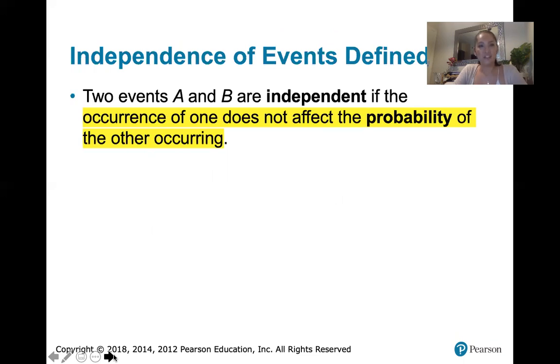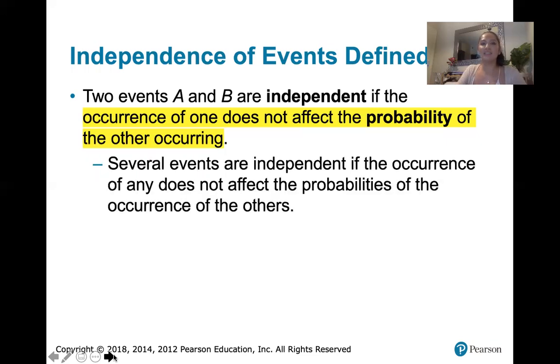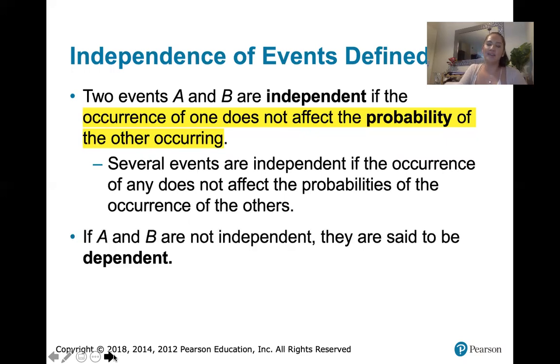We say that 2 events A and B are independent if the occurrence of one does not affect the probability of the other occurring. So if A happens, it has absolutely no effect on the probability that B happens. We say that several events are independent if the occurrence of any of them does not affect the probability of the occurrence of any of the others. And of course, this is almost obvious. I almost didn't put it on the slide. If A and B are not independent, they are said to be dependent events.